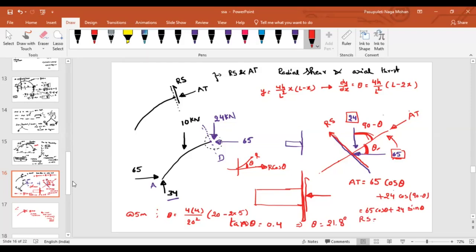The same way, resolve the forces. 65 sin theta, and then 24 sin of 90 minus theta. If you resolve this force, it will be in the upward direction. So what will be your radial shear in this case? That will be 65 sin theta minus 24 sin of 90 minus theta, which is cos theta.